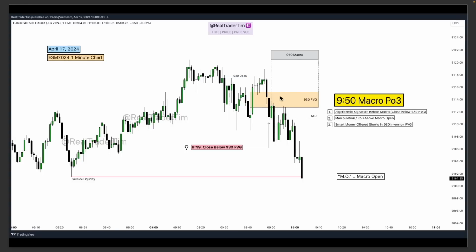Okay. And what are we doing? Referring back to that significant PD array, again, the 930 inversion fair value gap, where smart money is offered their short positions. Okay. And to bring it all home, what do we expect this to be? If we have an inefficiency, in this case a SIBI, above an inversion, the 930 inversion fair value gap, we expect that to be a breakaway gap. And that's exactly what we see here. Okay, so we're seeing manipulation above macro opening price into a significant PD array when we have clear sell side liquidity to target on the opposing side of the curve.